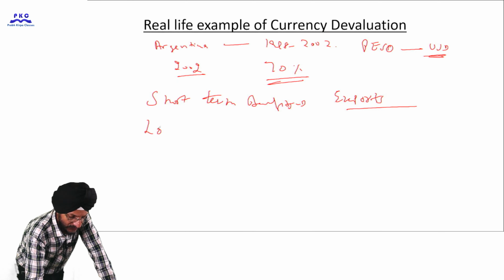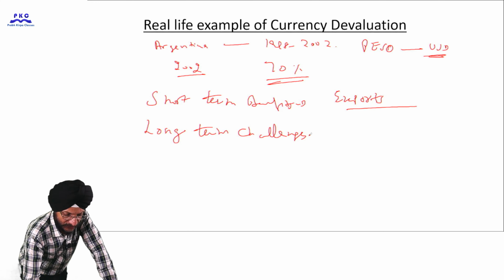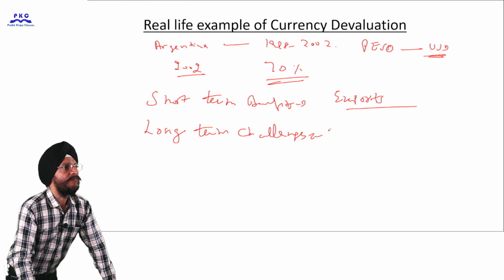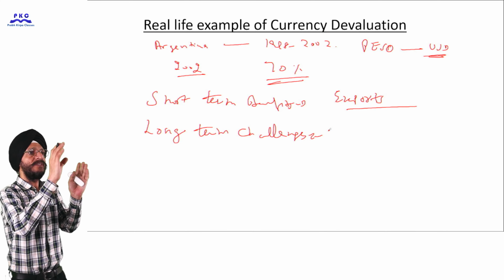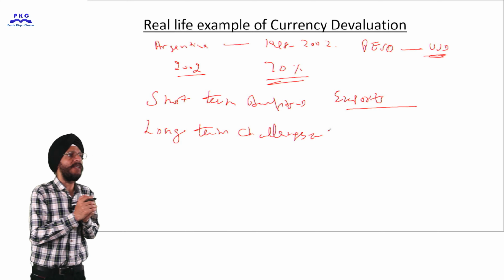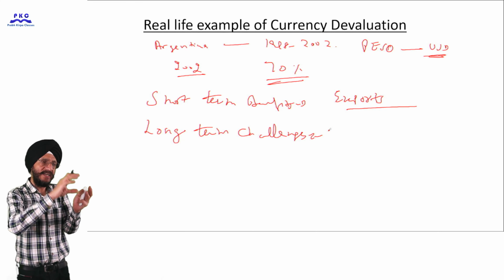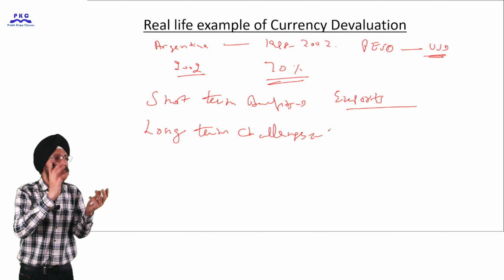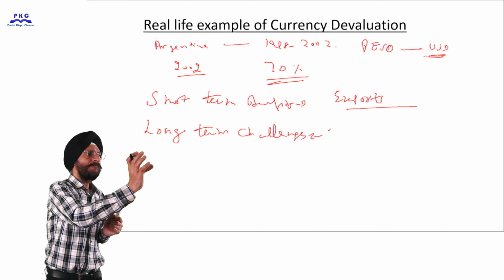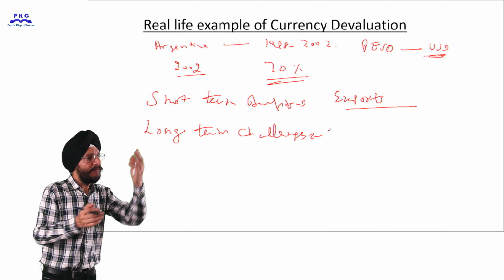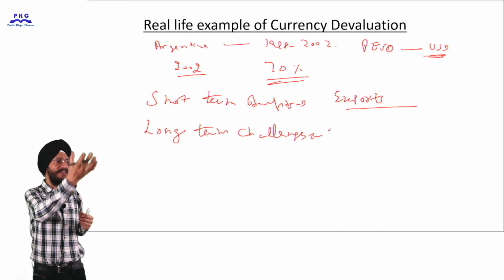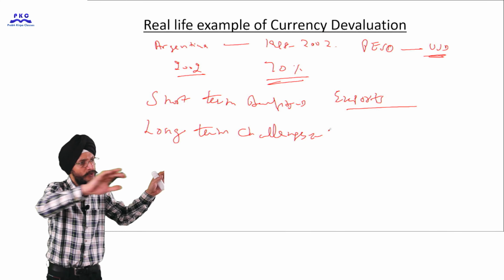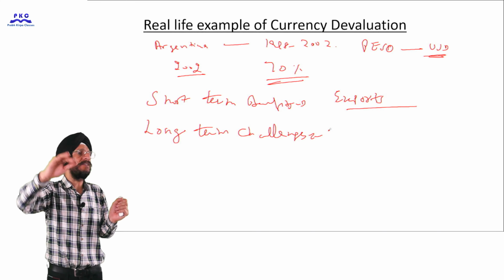Now, the currency devaluation also had some long-term challenges. When the value of the peso, the currency of Argentina, had decreased by government order, it reduced the purchasing power of the Argentina people. When the purchasing power decreased, it resulted in high inflation. There was social unrest. There were protests in the country.